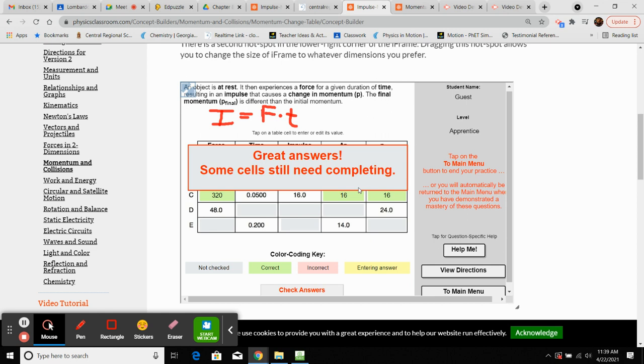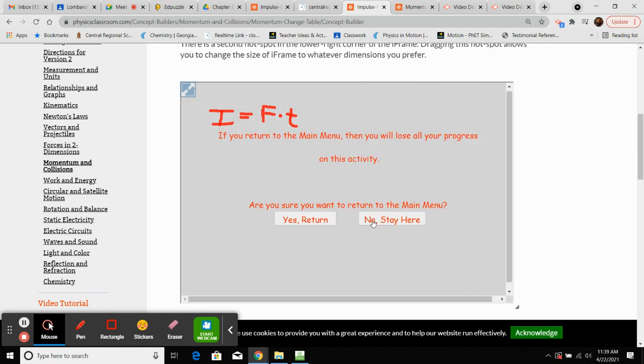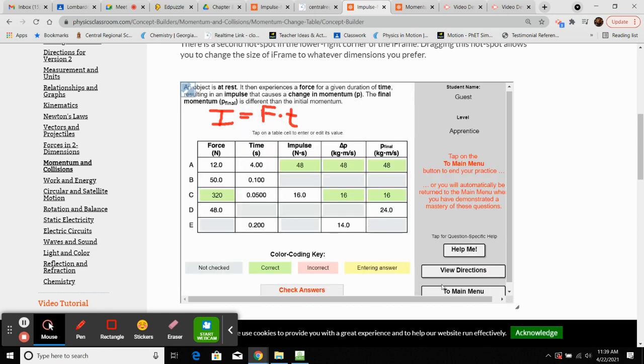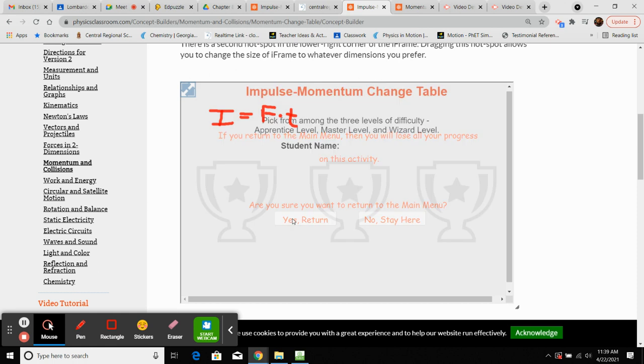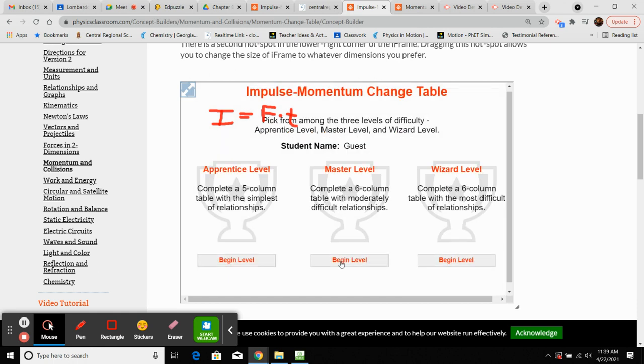Okay, they're all in the green. Okay, sick. Not terrible. Up to main menu. Yep, return. So let's make it a little bit harder.